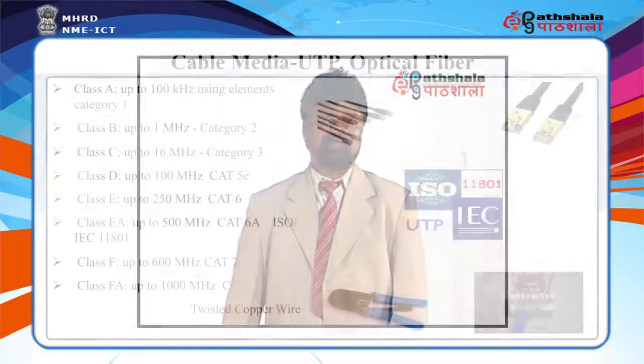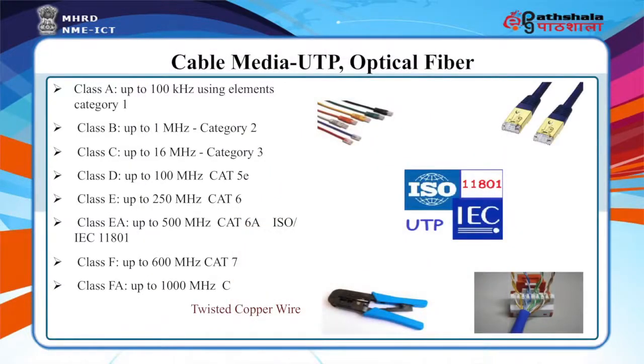Now sophisticated network cables have arrived, and we are using Cat5, Cat6, Cat7 kind of cables. So I will be showing you some of the cables and connectors and the other network devices used for forming the network.